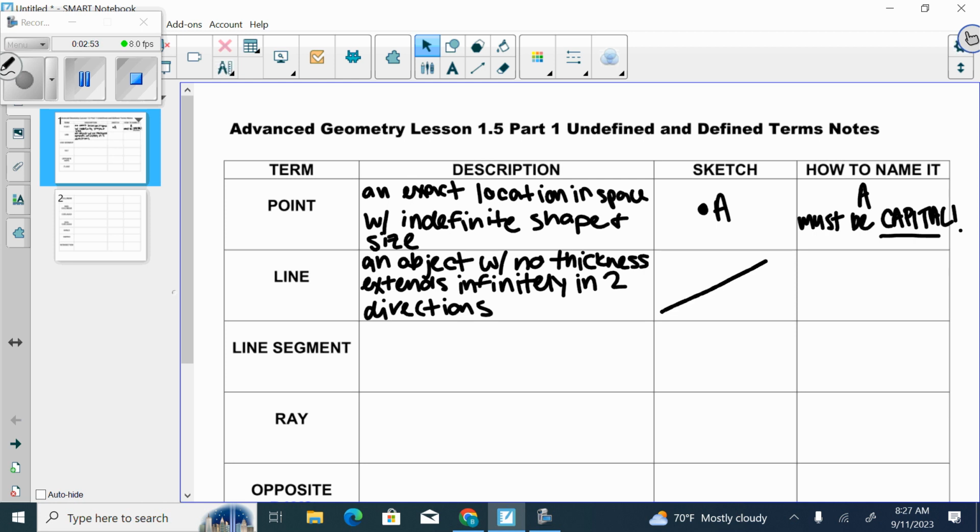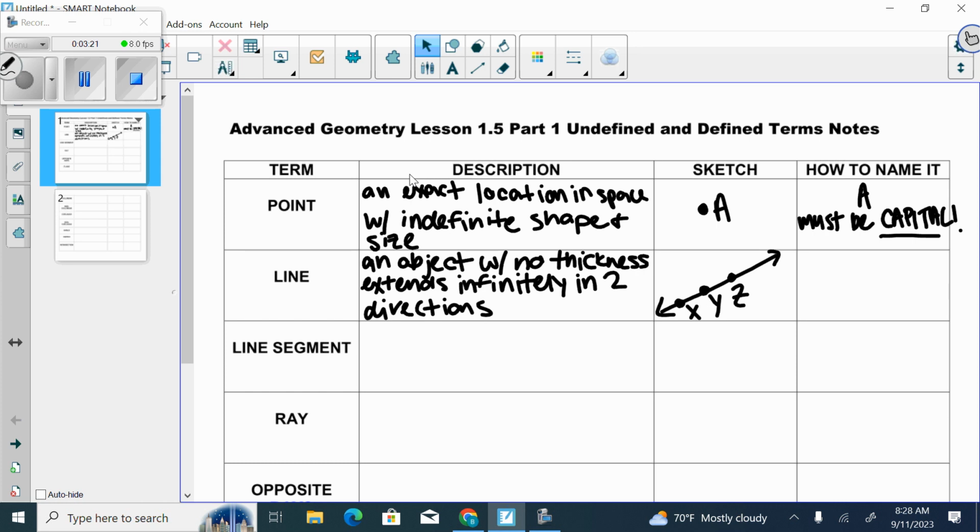So if it's going to extend infinitely in two directions, I put arrows on the end to note that. And a line can have any number of points on it, right? So I'm going to put a few points on here. And I'll name my points X, Y, and Z. Remember, it doesn't matter what you're naming them as long as you use capital letters, right?